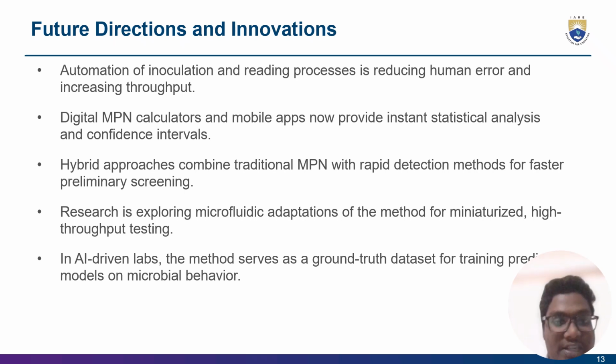And these are future directions and innovations. Automation for inoculation and reading processes is reducing human error and increasing throughput. Digital MPN calculators and mobile apps now provide instant statistical analysis and confidence intervals. Hybrid approaches combine traditional MPN with rapid detection methods for faster preliminary screening.